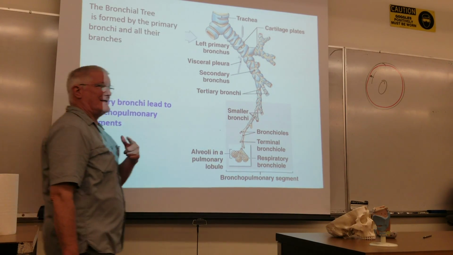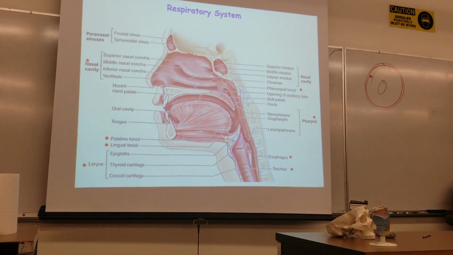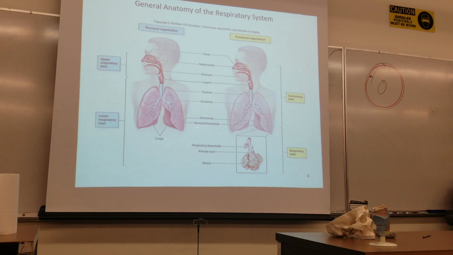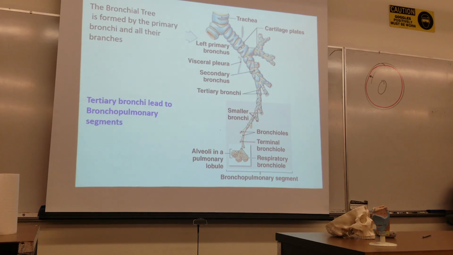Now, if we go back to the idea of our conducting system, go all the way back to here. And I realize that my conducting zone ends at the level of the terminal bronchioles, and that my respiratory zone begins right after the terminals. And if we look at this diagram right here, there's my tertiary, right? Coming all the way down, there's my terminal. And you see this little white box?